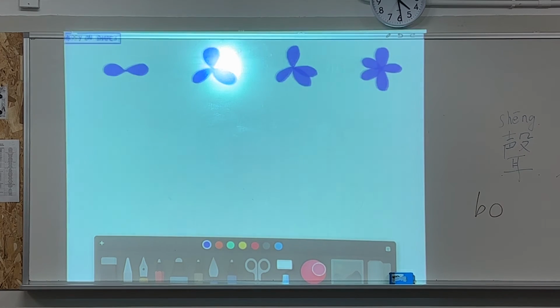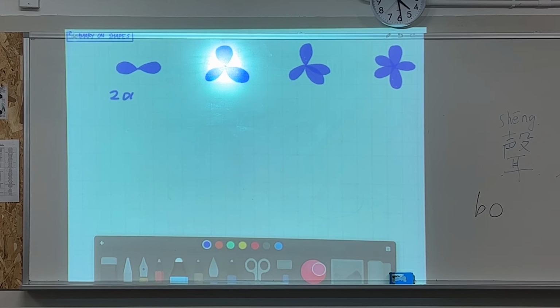When you have 2 domains, they can only be bonding domains. So they can only be 2 bonding domains. When you have 3 domains, they can be 3 bonding domains and no non-bonding domain, or they can be 2 bonding domains and 1 non-bonding domain. So you have a non-bonding domain here.